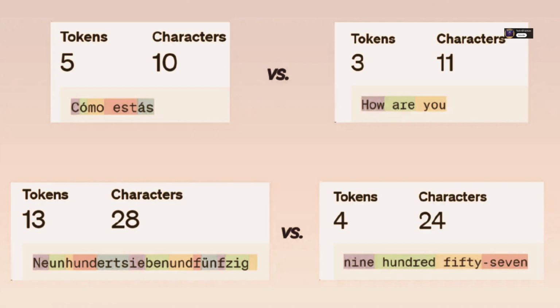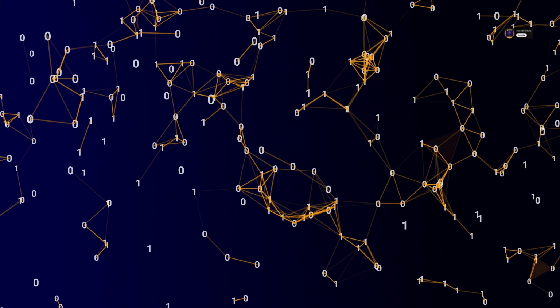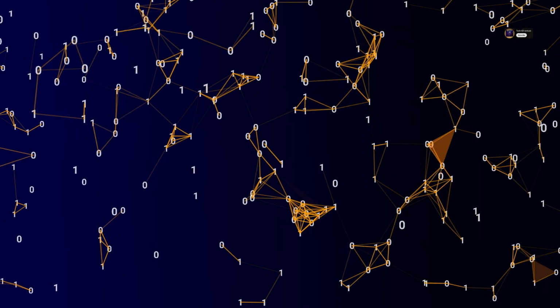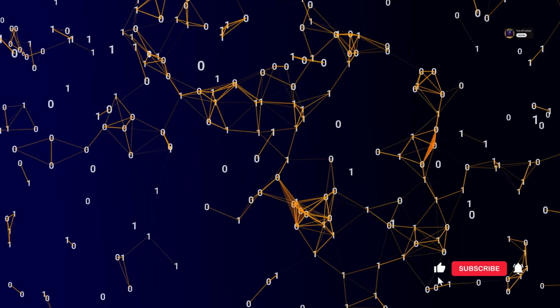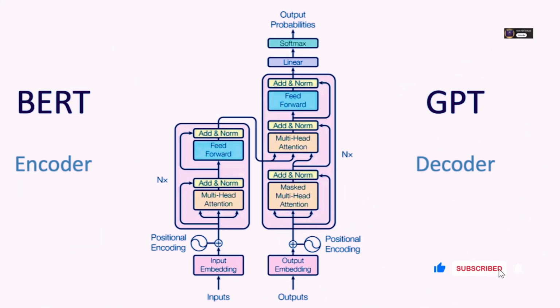So a mental model might be: text gets broken into tokens. Yep. Those tokens get turned into numbers called embeddings that represent their meaning. Okay. Those numbers go through the big transformer network, the engine. Right, the engine. And out comes a prediction for the next token. That's the basic flow. Got it.